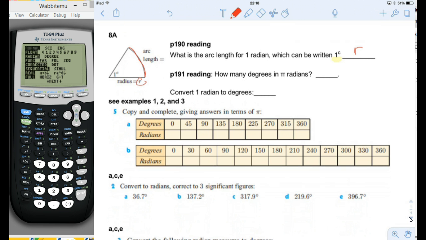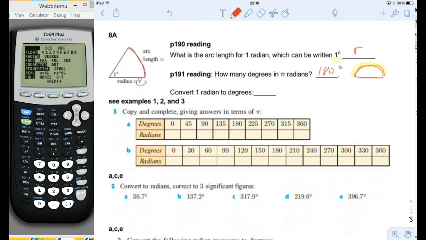How many degrees in pi radians? Remember that 1/2 of a circle had pi radians, right? You could take that radius string and put about 3 lengths, 1, 2, 3, and a little bit more, 3.14, on there. So how many degrees in pi radians? Half a circle, which is 180 degrees.